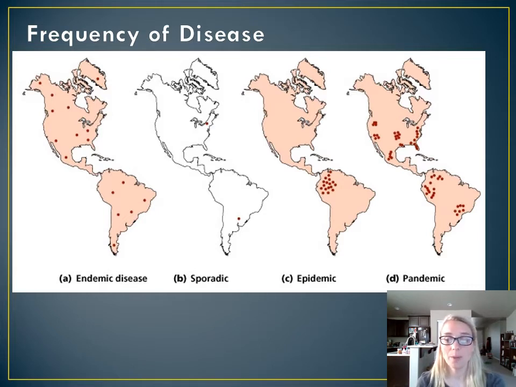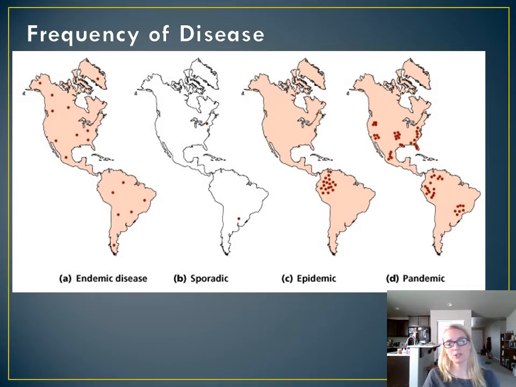Then we get epidemic, where you have a higher than normal number of that particular disease. And it could be out of the normal one, or it could be a normal one. So you could have an epidemic of influenza. We had the H1N1 swine flu back in 2009. It did turn into a pandemic, but it started out as an epidemic in certain parts of the world.